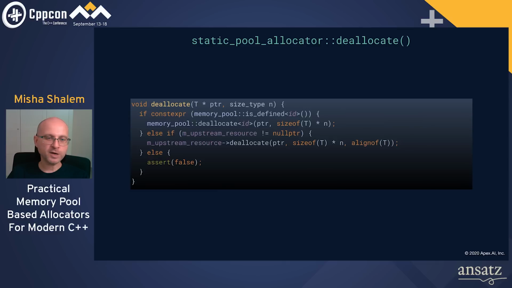So the allocation is trivial. Again, it's the same thing. If memory pool is defined, we're going to deallocate from the memory pool. Otherwise, we're going to deallocate probably from the heap or another memory resource. And the third case should not ever happen.